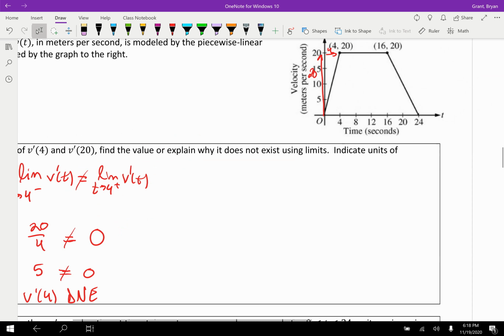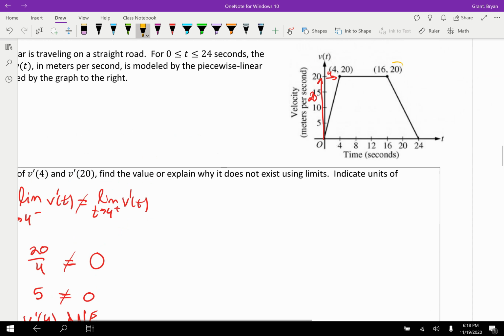V prime of 20. Well, I see a lot of students mess up on this. They go, oh, 20, there's a sharp point, also does not exist, and they go through that. But that's not where 20 is. V prime of 20 means go to a t of 20, and then take a peek at the line up here. This is also on a line, so v prime of 20, because this is in the middle of a line, I know it's going to exist, it's just the slope of this line.